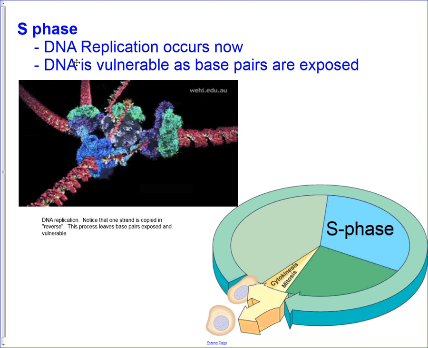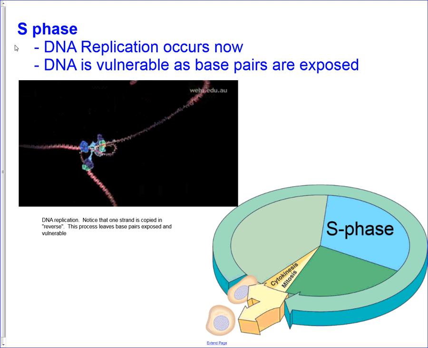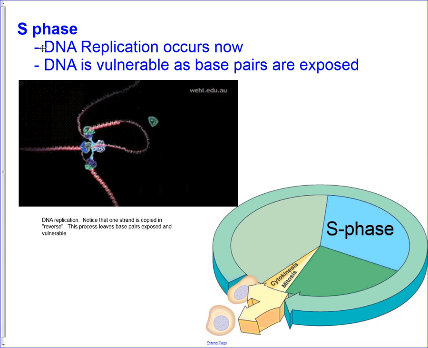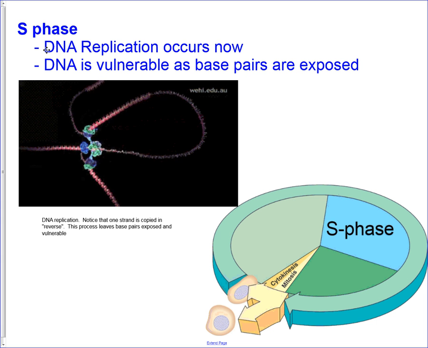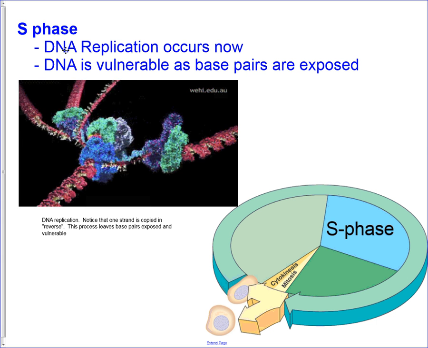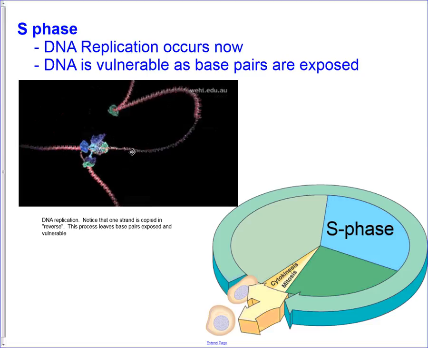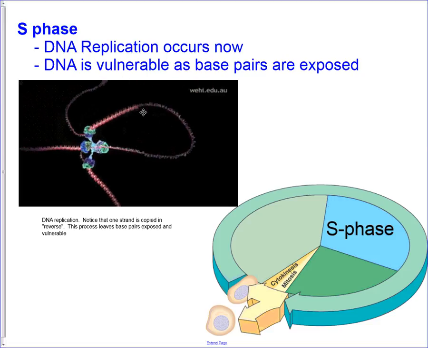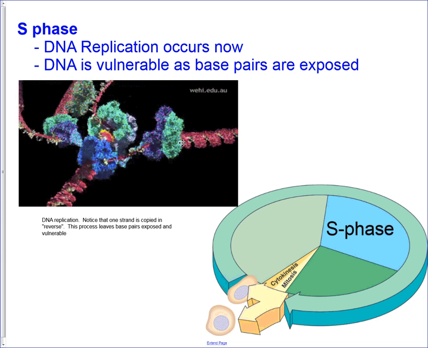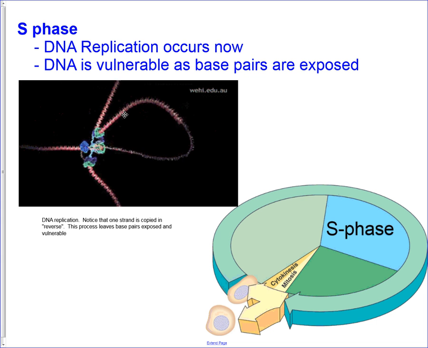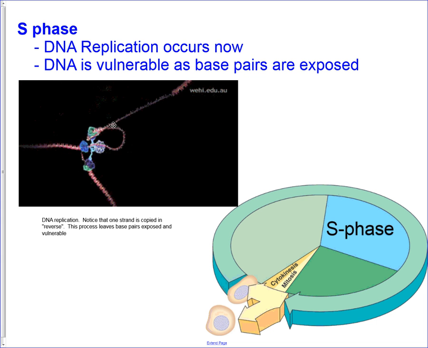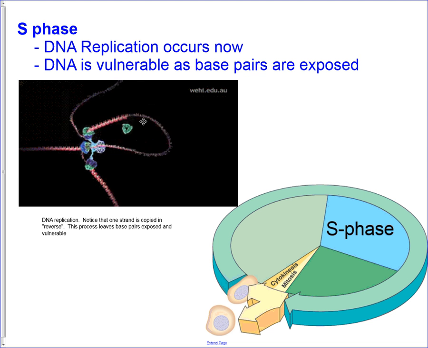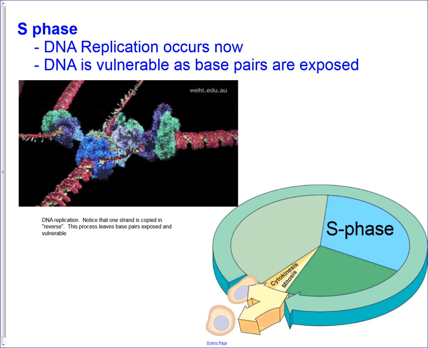During S phase, DNA is going to be replicated. S stands for synthesis, meaning it's going to make new DNA or copy new DNA molecules. Very briefly, during this process, DNA is vulnerable because base pairs will be slightly exposed while there's something called an Okazaki fragment that is unbound. And so mutations can occur here. It's very unlikely, but it can happen at this point in the cell's life cycle.